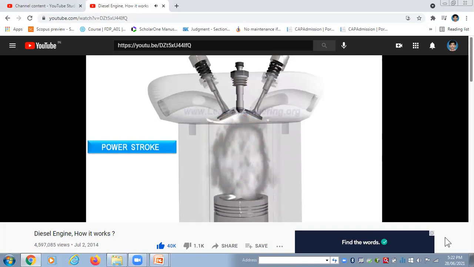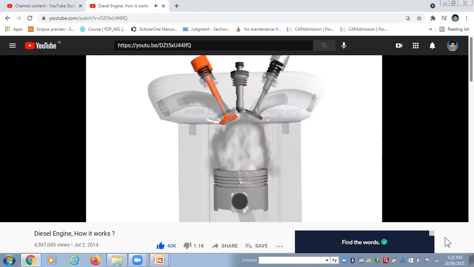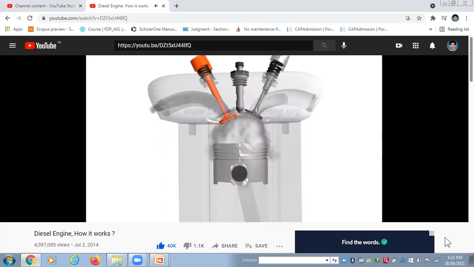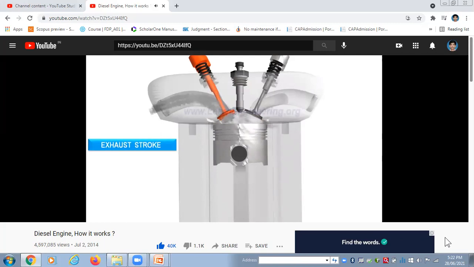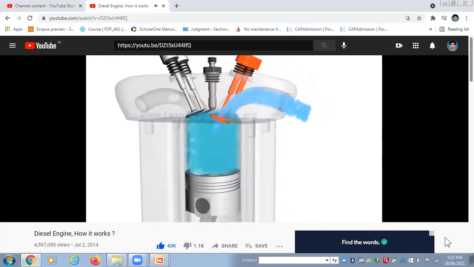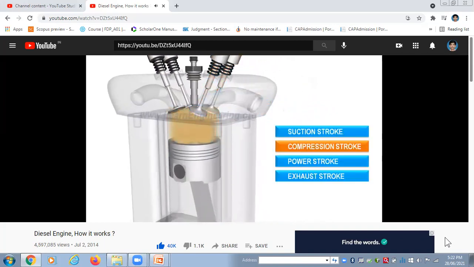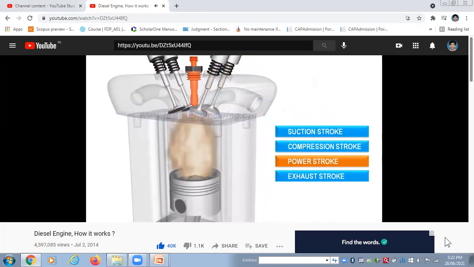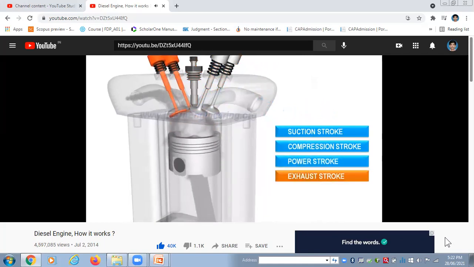Due to inertia of the system, the piston moves upwards again. This time, the exhaust valves open and the exhaust is rejected. Again, the suction stroke happens. This cycle, which has a total of 4 strokes, is repeated over and over for continuous power production.